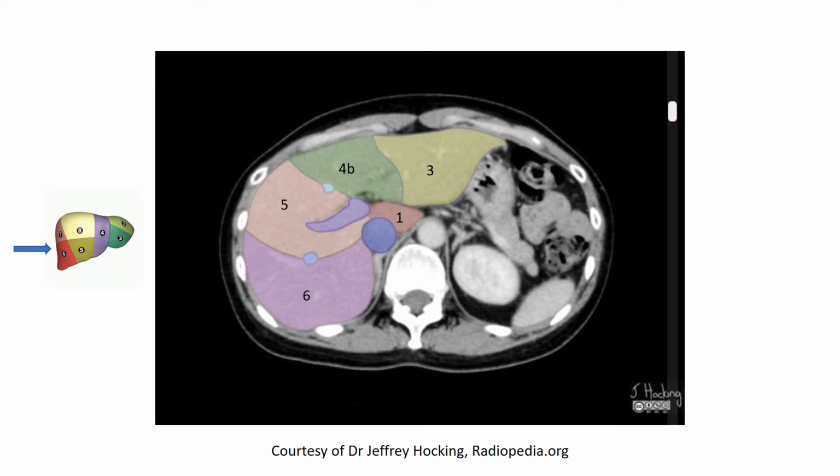Now, next we see the right, middle, and unfortunately you can't see where the left hepatic vein would be, but you can certainly appreciate it in more superior slices than this. Now, these hepatic veins are what divides 3 from 4, 4 from 5, and 5 from 6.